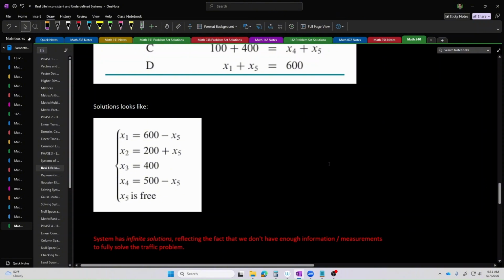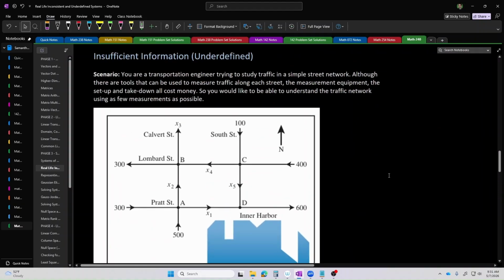And what that represents in this real world scenario is that we have not taken enough measurements to fully solve the traffic pattern in this network. It looks like we would need at least one more measurement to solve the traffic pattern. For example, we would need to measure the traffic going on this road here, represented by x5.